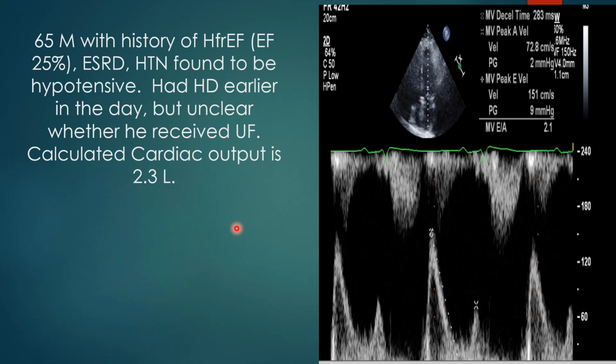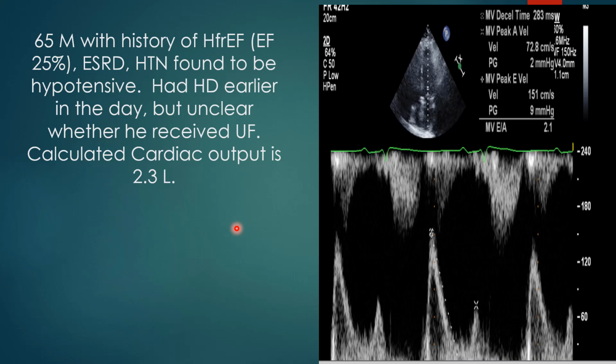So let's do a case. You have a 65-year-old male with a history of heart failure with reduced ejection fraction, EF 25%, end-stage renal disease, and hypertension, found to be hypotensive. Had HD earlier in the day, but unclear whether he received UF or not. You are called for a rapid response, and you're trying to figure out why this person is hypotensive. So let's assume the patient's awake, maintaining, and you have time to do these things.